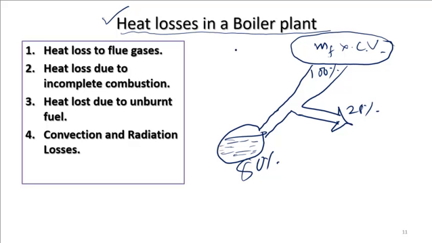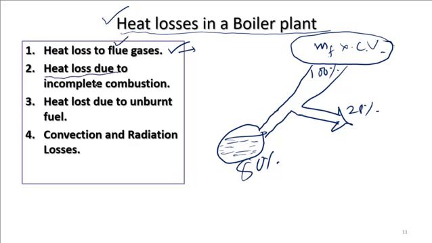Now, what are the ways that the losses can be possible? The one is heat loss to the flue gas. The flue gases after the economizer, after the boiler go to the atmosphere through the chimney. So flue gases have some temperature. That means that some amount of heat is carried away by the flue gases.